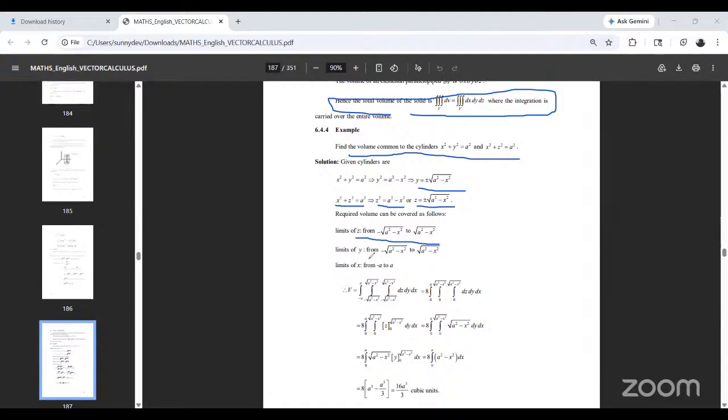Therefore, the volume V equals the integration of minus a to a, and integration of minus under root of a square minus x square to under root of a square minus x square, and that is also minus under root of a square minus x square to under root of a square minus x square, dz dy dx. Now you can write that as integration of 0 to a, and 0 to under root of a square minus x square, and 0 to under root of a square minus x square, dz dy dx.